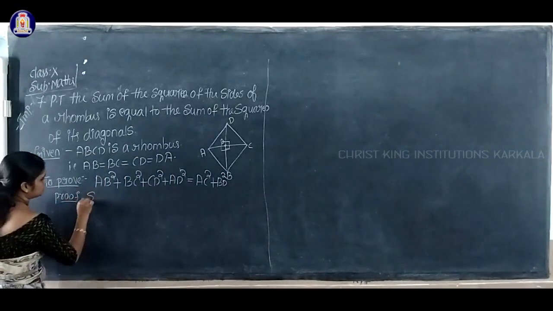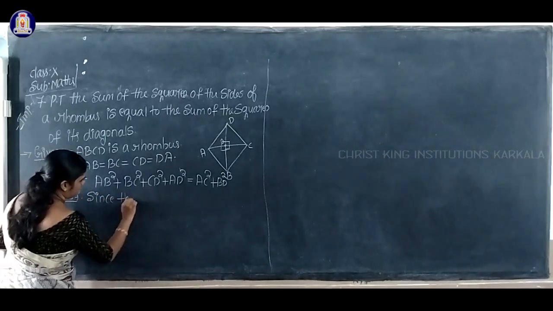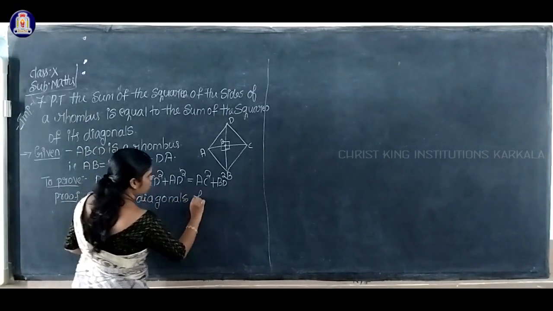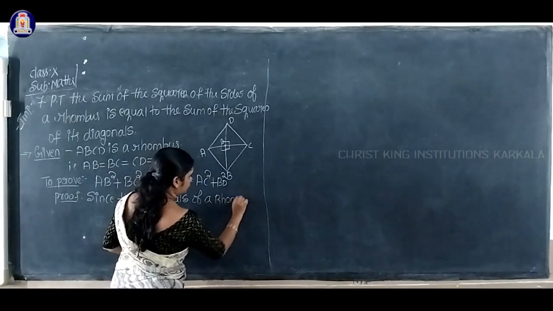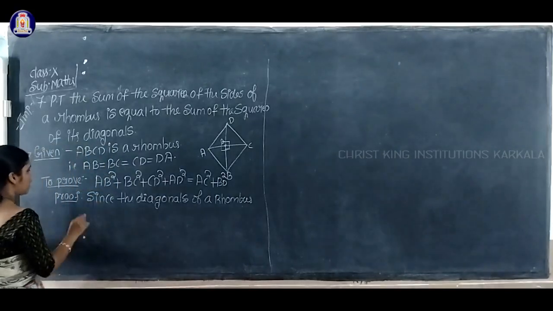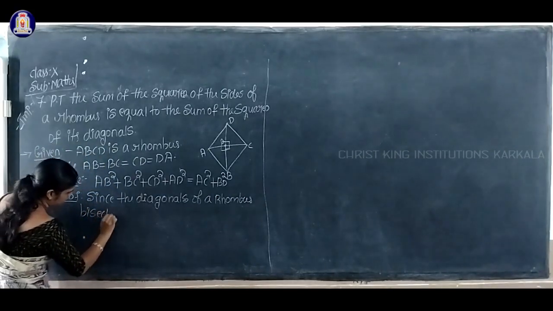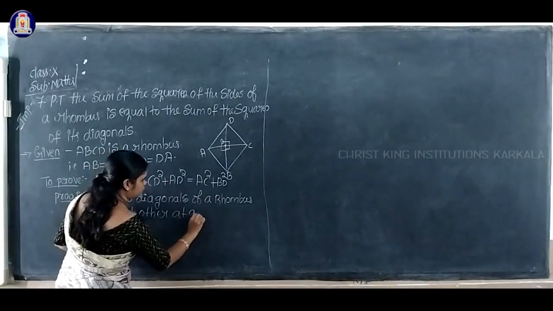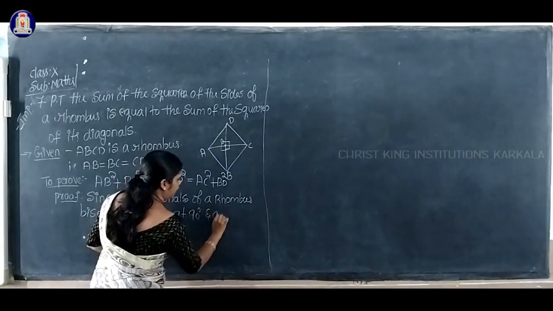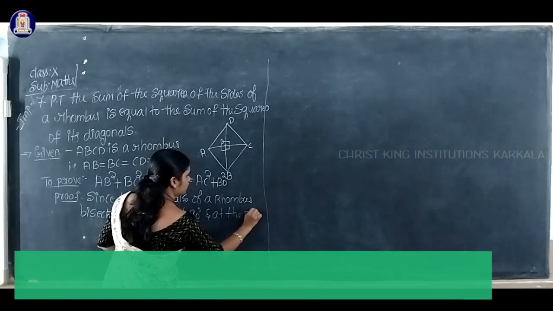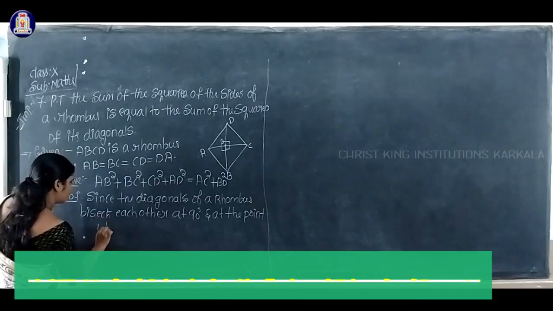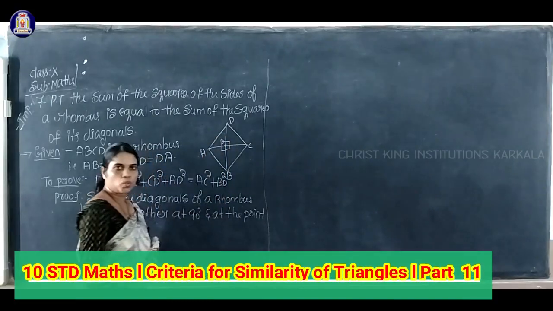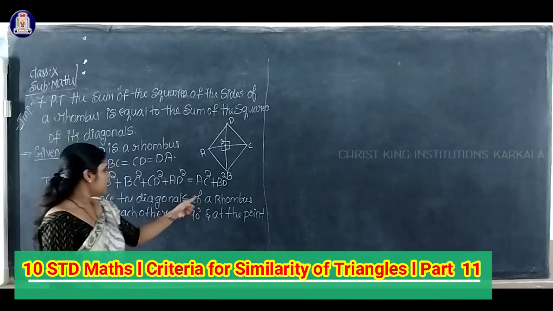So I'll write: since the diagonals of a rhombus bisect each other at 90 degrees at the point O. See here, AC and BD are intersecting each other at the point O, isn't it? Also the diagonals are bisecting each other.